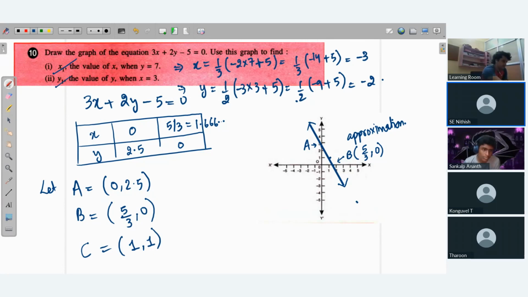3x plus 2y minus 5 is equal to 0. x is equal to 3 means 3 into 3 is equal to 9. 9 plus 2y minus 5 is equal to 0. And 9 minus 5 is equal to 4. So 4 plus 2y is equal to 0. Okay, fine. When I transposed it, I forgot to change the sign to minus. Happens. Minus 2 is the answer.